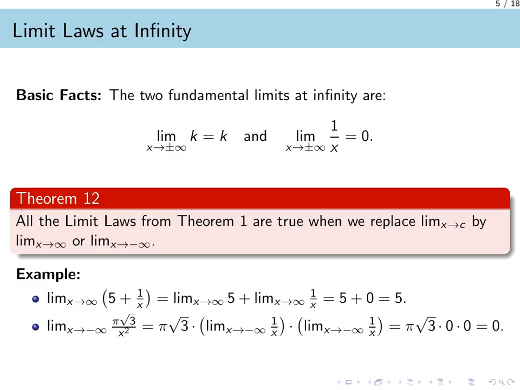With these facts, our previous rules like the sum and product rule work exactly as before. For example, the limit of 5 plus 1 over x becomes 5 plus 0, which is 5. Likewise, the limit of pi times the square root of 3 over x squared becomes a product involving limits that are 0, so the entire expression evaluates to 0. This means we can now use our existing algebraic toolkit to evaluate a whole new class of limits.